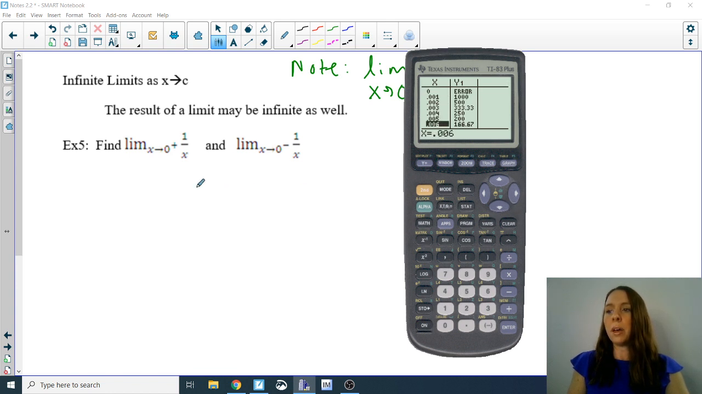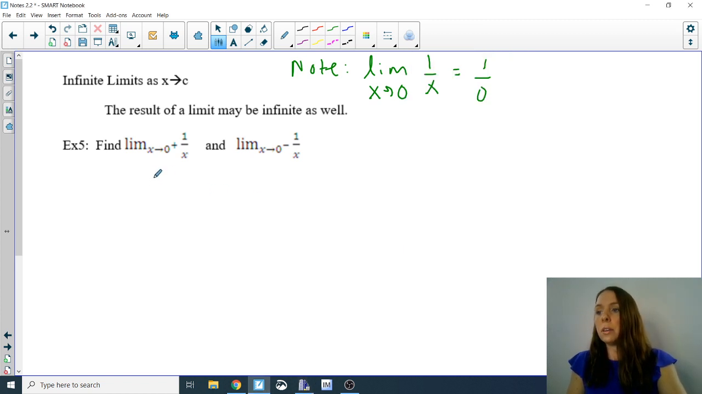Okay, so to model this right-handed limit, let's start somewhere to the right of x equals 0, like x equals 0.006. And what I want you to do is as we move up toward x equals 0, look at those y-coordinates. We have 166.67, and we have 200, 250, 333. What do you notice about those y-coordinates? They're getting bigger and bigger and bigger, until you get x equals 0, which is obviously an error. But the question is, if your y-coordinates are just getting bigger and bigger and bigger, what do you write there? The answer is you write infinity.